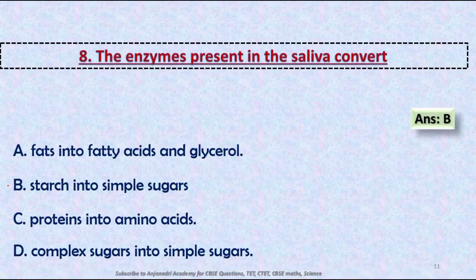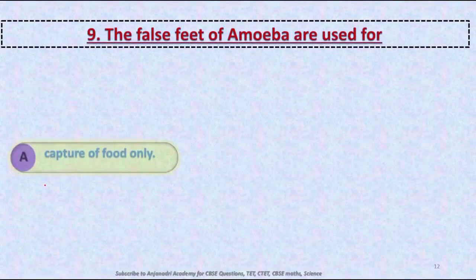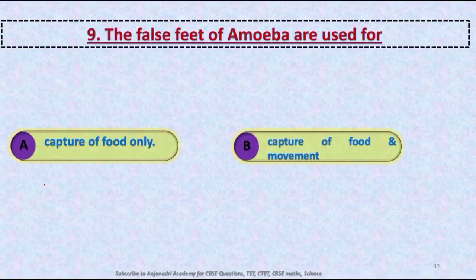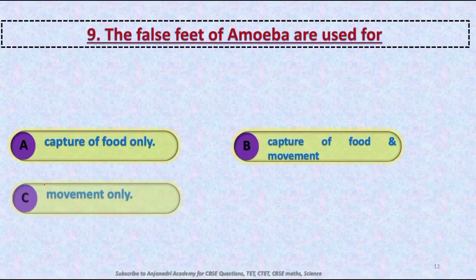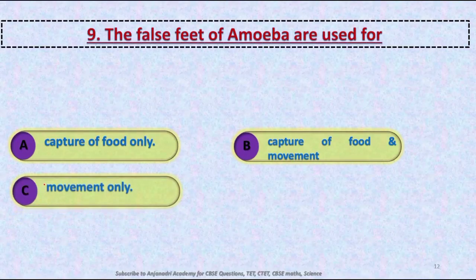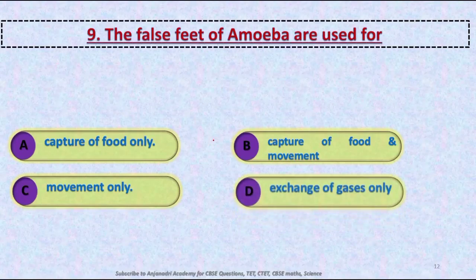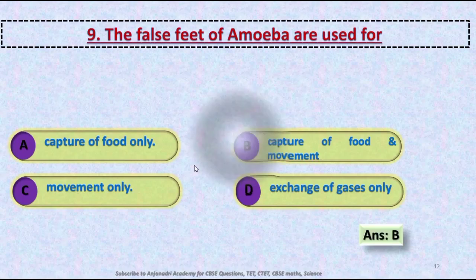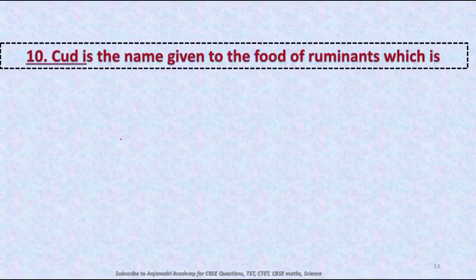The enzymes present in the saliva convert starch into simple sugars. The false feet of amoeba are used for: capture of food only, capture of food and movement only, option D, exchange of gases only. The answer is option B, capture of food and movement.